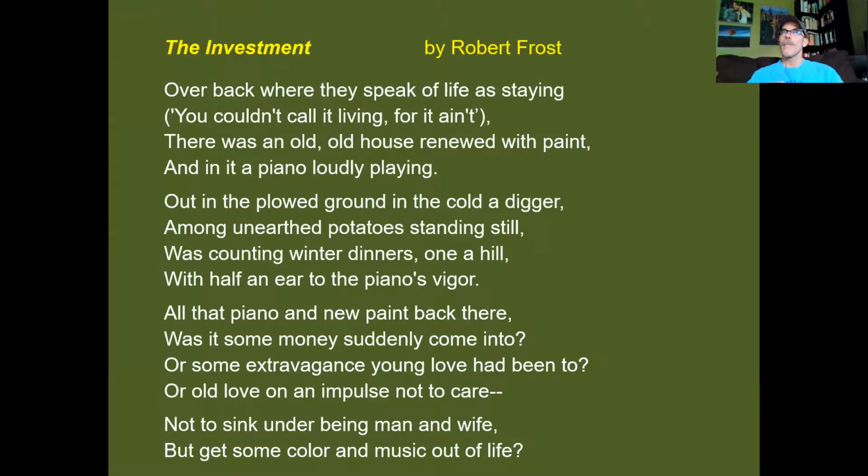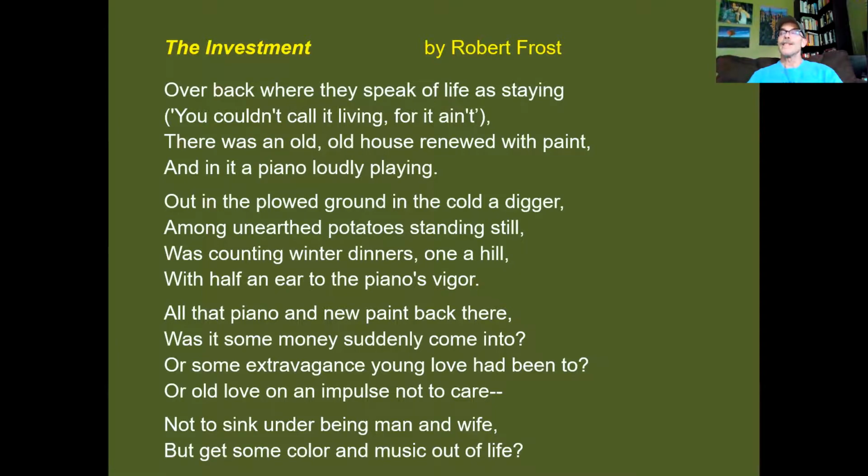Okay, so I'm going to do this as a mini explication, to illustrate how form follows function. So here's a poem about a couple, right? And the investment that we're talking about on one level has to do with money. So the house is newly painted, and there's a piano that has been bought for presumably the wife. She's up there just absolutely banging away.